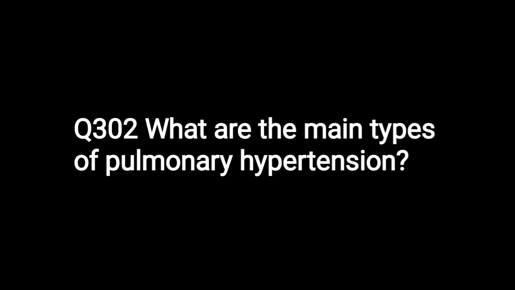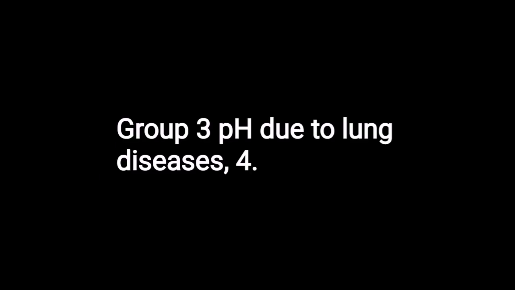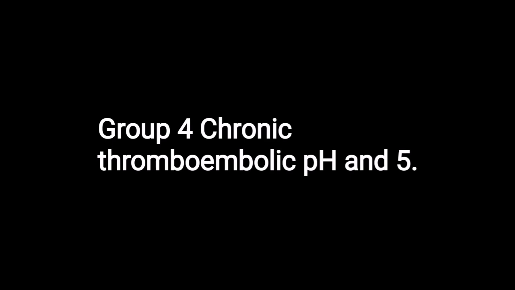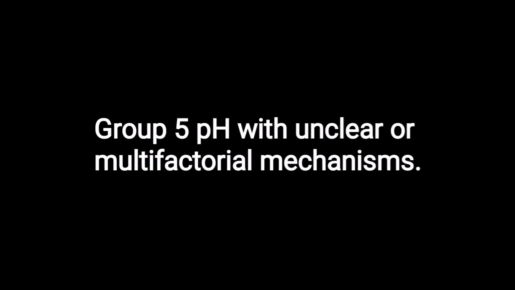Q302. What are the main types of pulmonary hypertension? A302. The main types are: 1. Group 1. Pulmonary arterial hypertension, PAH. 2. Group 2. PH due to left heart disease. 3. Group 3. PH due to lung diseases. 4. Group 4. Chronic thromboembolic PH. And 5. Group 5. PH with unclear or multifactorial mechanisms.